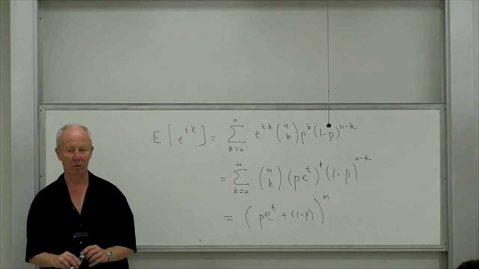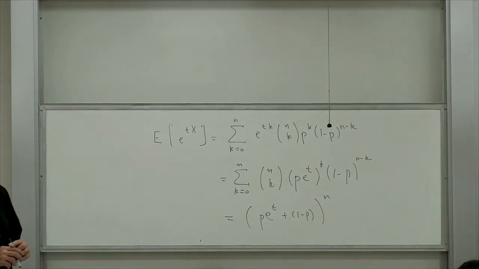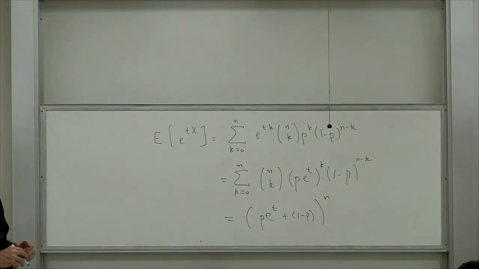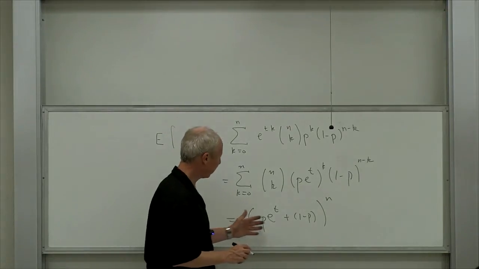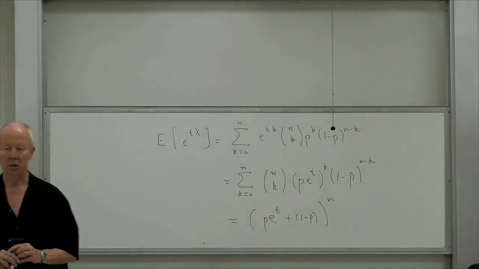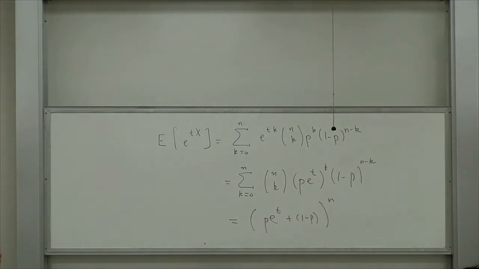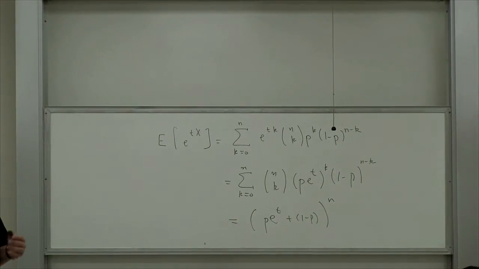That's a moment-generating function for a Bernoulli with parameter p. And what moment-generating function would this be if I raise it to the nth power? That's a moment-generating function for the sum of n independent Bernoullis with parameter p. So what does it say about the binomial and the sum of n independent Bernoullis? They're the same.